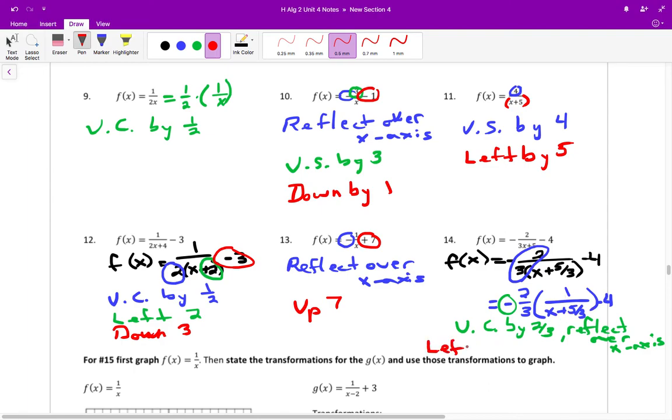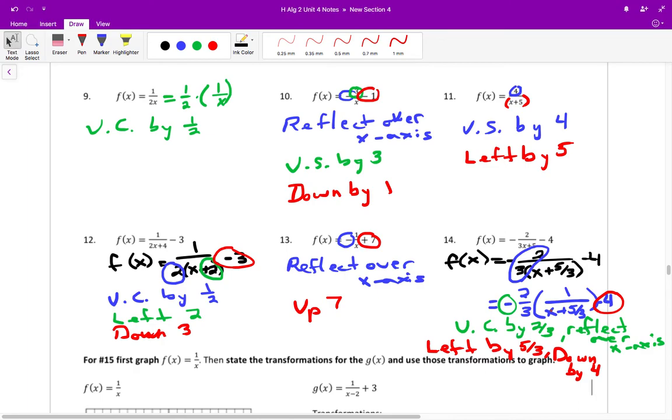Remember, think opposite, so that's left by 5/3. And then notice that outside of the parent function, you had a negative 4, so you also have a transformation down by 4. That was a tough one, man.